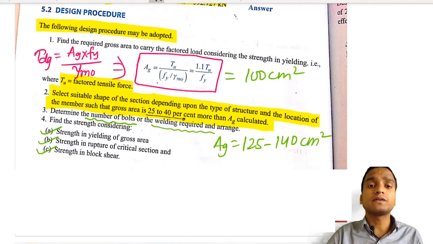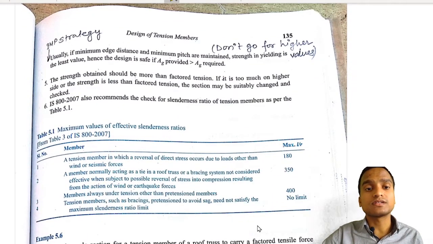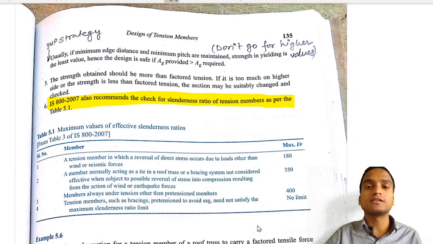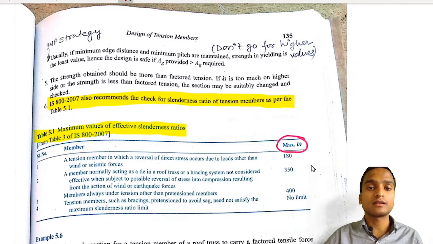Alright. After doing this check, at the last, IS 800 also suggests a check for the slenderness ratio of tension members. Slenderness ratio will be made clear when I discuss the compression member portion. But here Table 5.1 gives us the maximum value of effective slenderness ratio, and you can just do the checks from this table, and it has a limiting maximum value of slenderness ratio L by r. L is the effective length of the member and r is the radius of gyration.